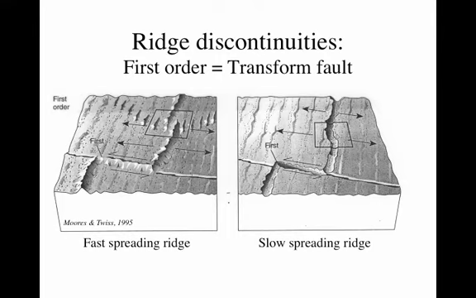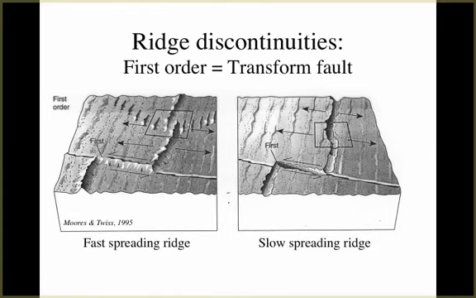Let's look at these ridge discontinuities. I mentioned first order discontinuity of a transform fault. These are seen in both fast spreading ridges and slow spreading ridges.